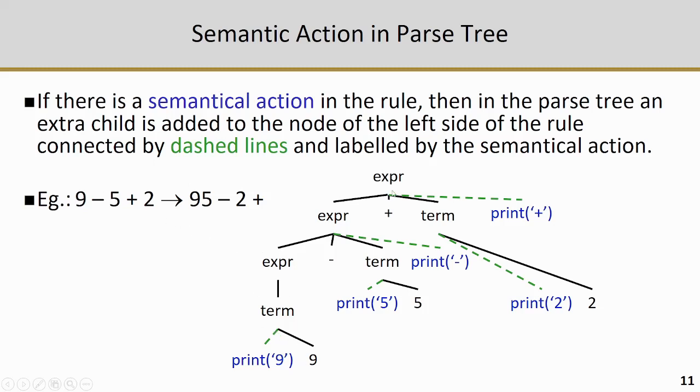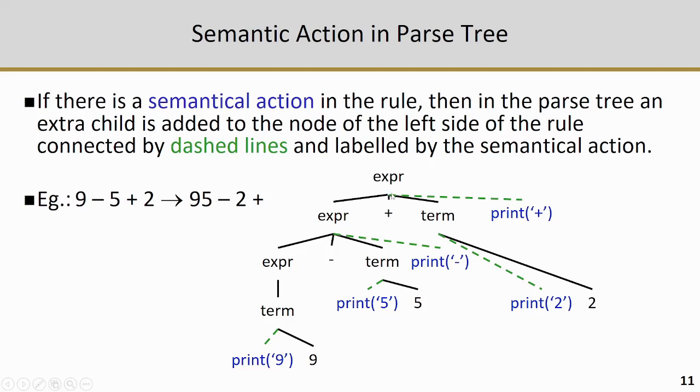And then if we execute the semantic actions in the same order, first we go down here, execute this print which prints 9, and then go through the other children, and then up to the parents, and go down to the children again from left to right. Then we are going to print 5 next, and minus next, and 2 next, and finally the plus. So we get 9, 5, minus 2 plus.